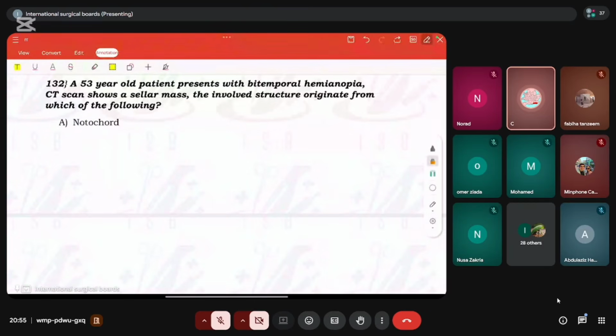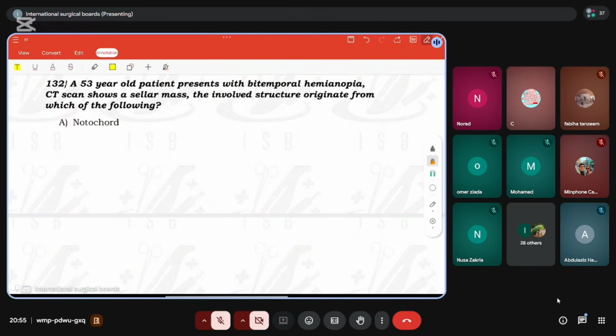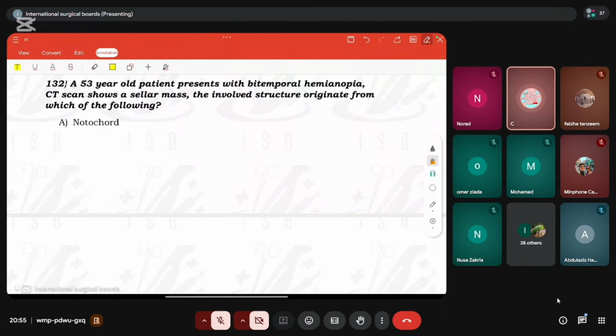53-year-old patient presents with bitemporal hemianopia. CT scan shows a sellar mass. Involved structures originate from which of the following? Don't read the options. Do you remember our previous session? I told you that in detail. So don't read the options. Tell me what's the answer. So it can be two things, but optic tract is one of the scenarios, and there's another scenario. But I'm going to look for optic tract, as I know that's one of them.